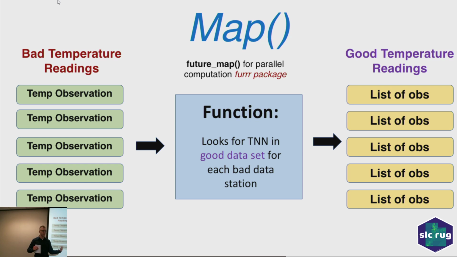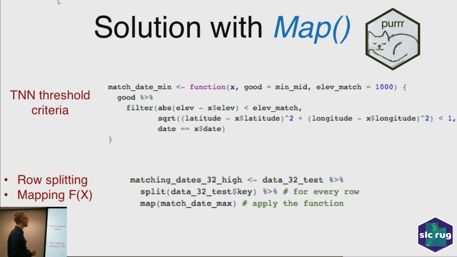If you have a large amount of data, you can always use future_map, which comes from the furrr package, and that does it in parallel. And that's very nice. So here's what it looks like with the map. I have a function here where there's the good data. I basically just filter, and here are the thresholds that I set. If you're used to SQL, this is just a where clause, basically.